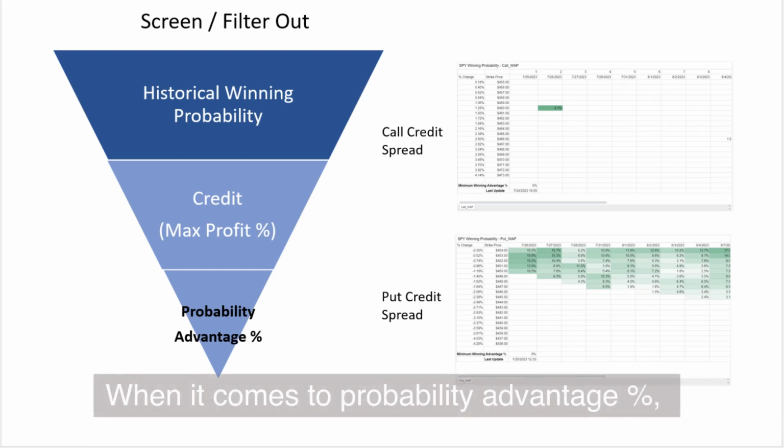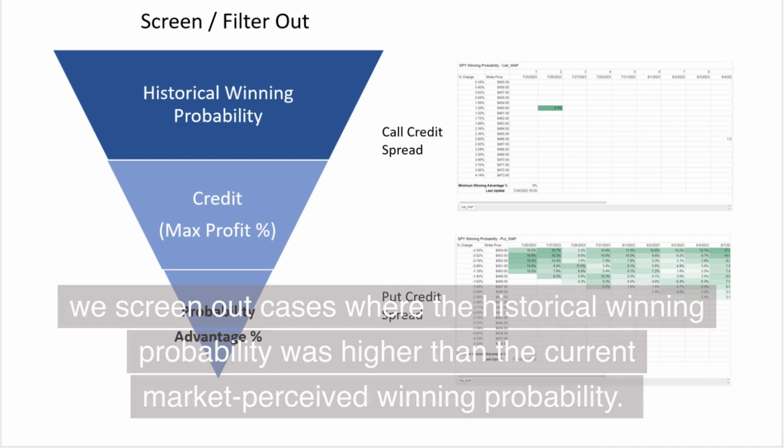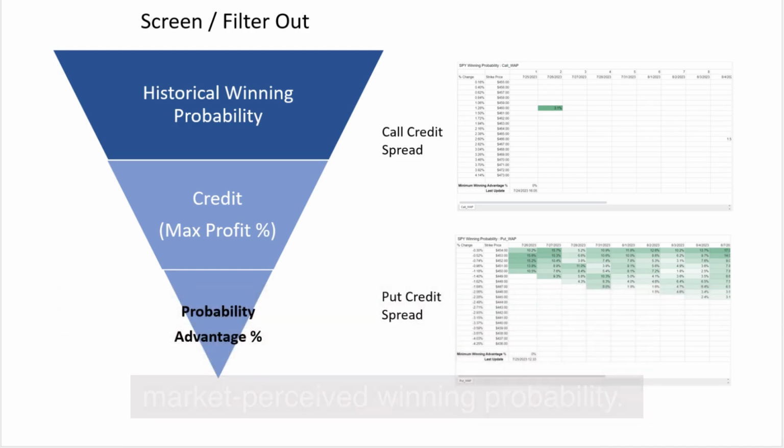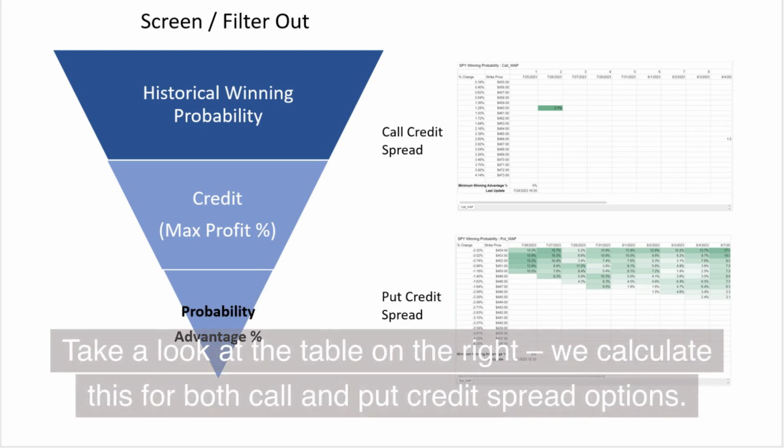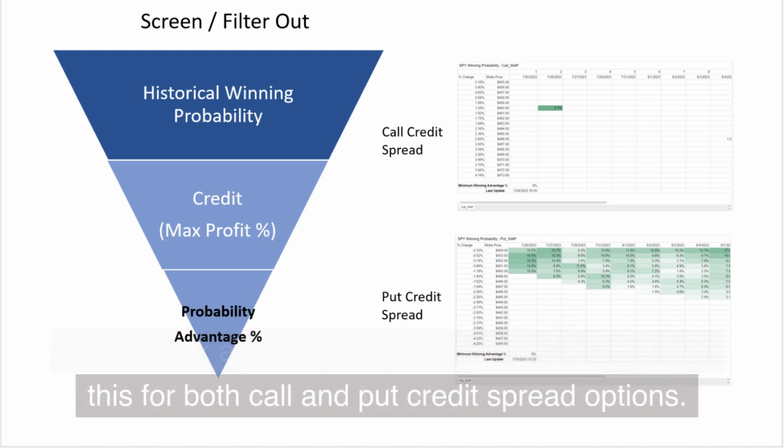When it comes to probability advantage percent, we screen out cases where the historical winning probability was higher than the current market perceived winning probability. Take a look at the table on the right. We calculate this for both call and put credit spread options.